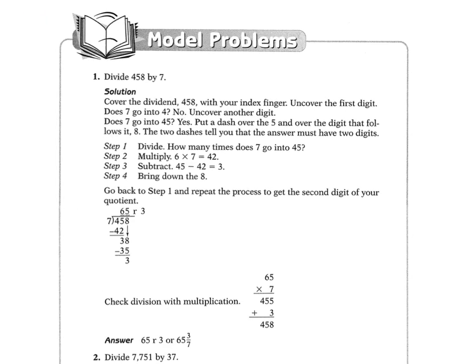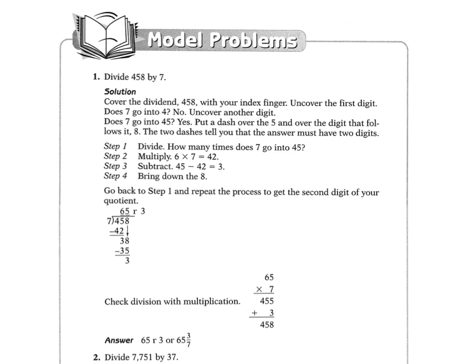So if we look at example 1, we have to divide 458 by 7. So we want to say to ourselves, first off, the 7 goes on the outside of the division house. Does 7 go into 4? No. Let's try 45. Does 7 go into 45? Yes. Goes in 6 times with 42. So the 6 will go above the 5, and then you'll multiply 6 times 7, which is 42, and subtract the 45 and the 42. You have a remainder of 3 there.